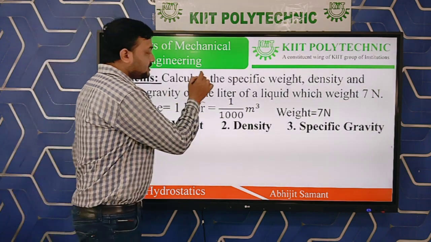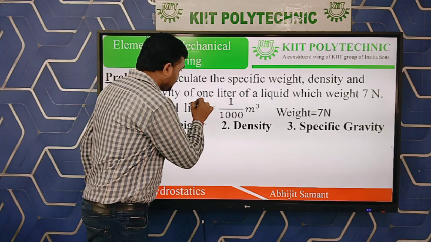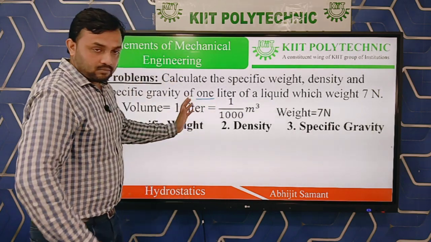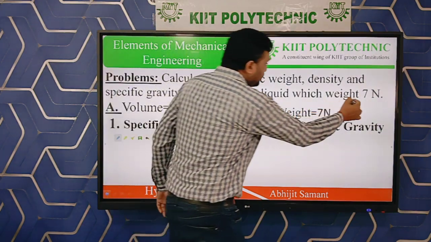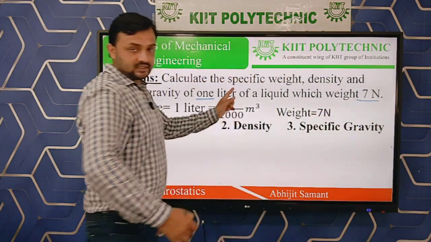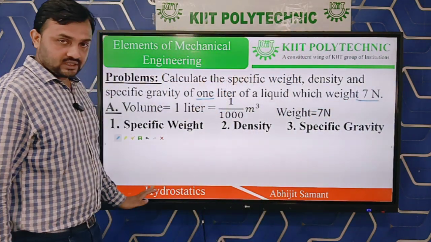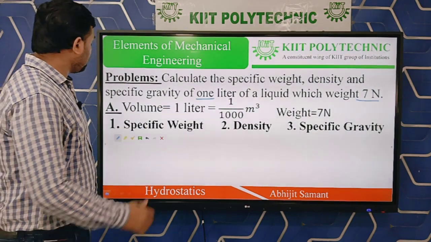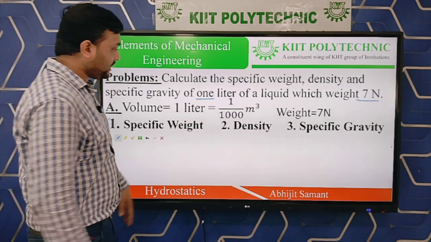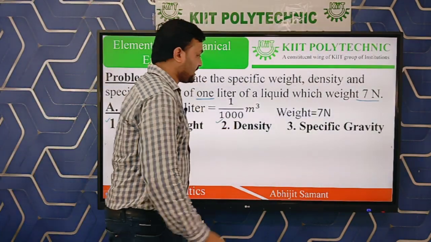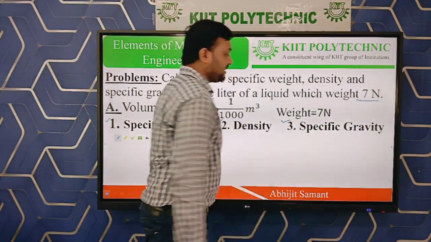So here the data given is 1 liter of liquid, which means the volume is 1 liter and the weight is 7 Newton. These two things are given in the question. We have to determine the specific weight, density, and specific gravity.